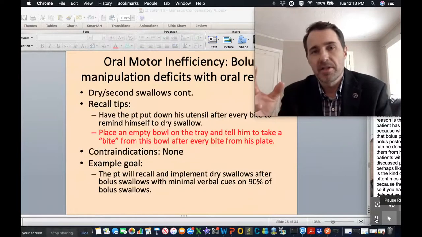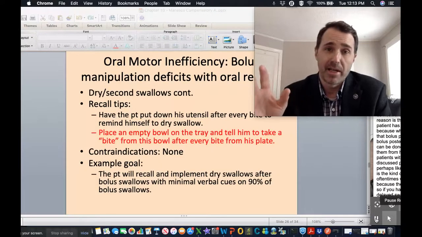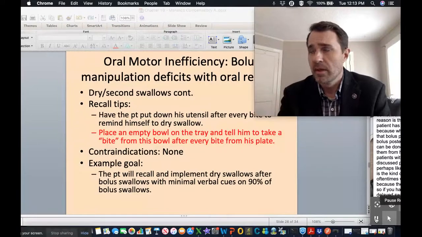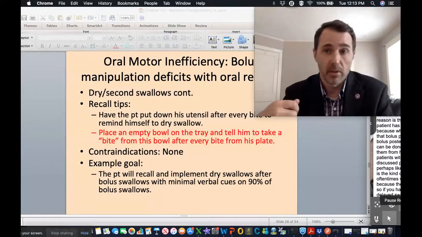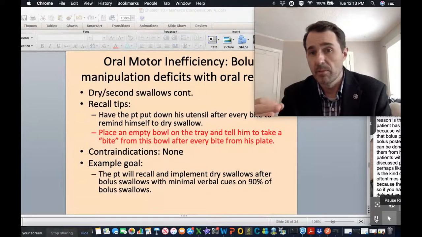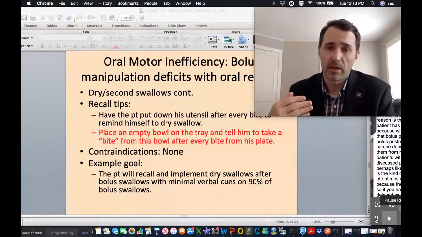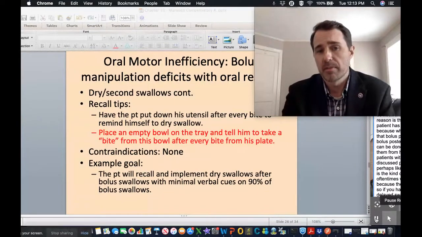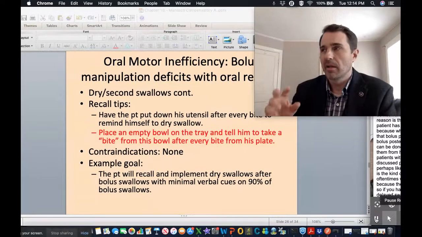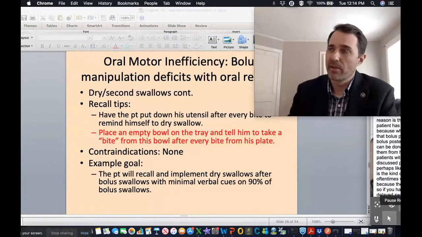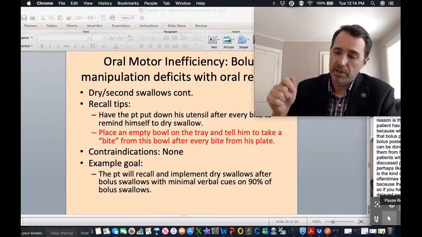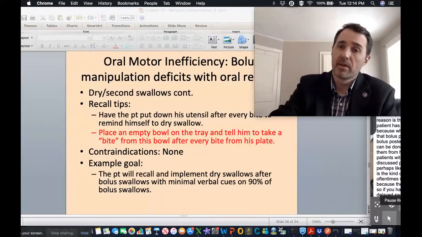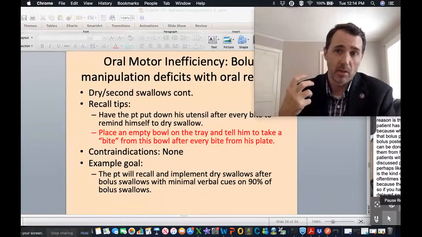Some patients, particularly your traumatic brain injury patients, are simply too impulsive to follow your directions. They may know that you want them to slow down and take the food more slowly and to do a second swallow, but they're just too impulsive. A couple of different ways you could deal with that is you could have the patient, after every bite, put the utensil down and have his second swallow then.